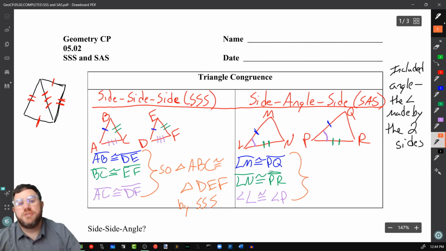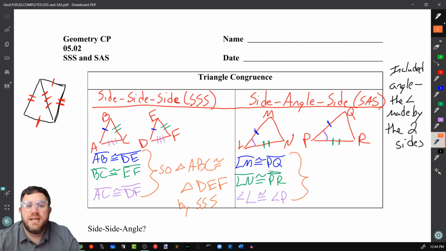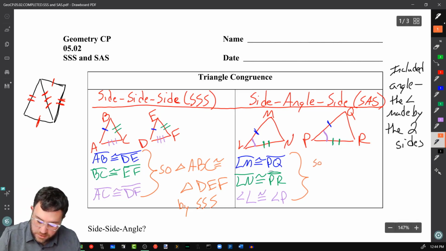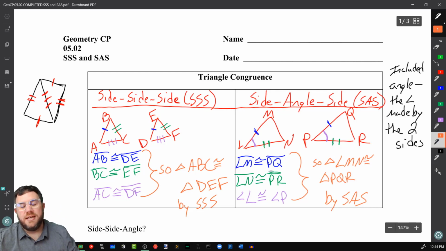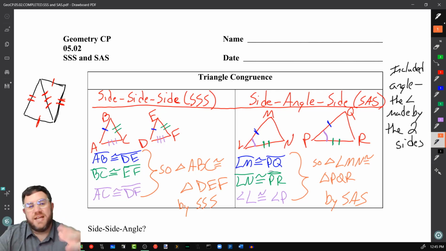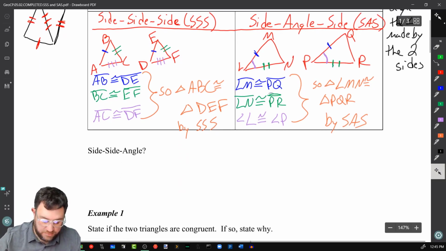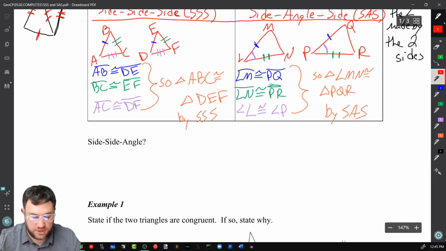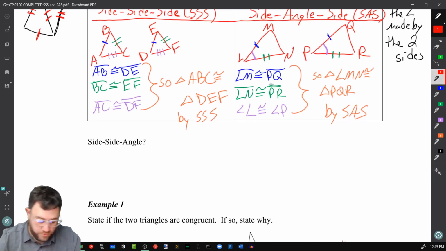So if I have 2 pairs of corresponding congruent sides and their included angles are congruent, then we know that triangle LMN is congruent to triangle PQR, and here our reason is by SAS. And it's the included angle, and so that's why the A is between the two S's, because it is included between the S's. Now, does side-side angle work? And the answer is no.